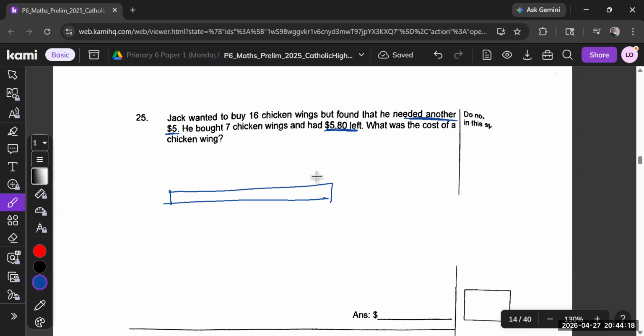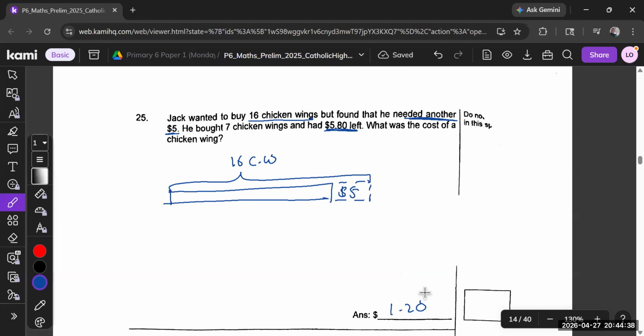This is the money that Jack has. He wanted to buy 16 chicken wings, but he doesn't have enough. He needed another $5. This is the shortage. With the $5, he can buy 16 chicken wings. What's the answer first? Now the answer is $1.20.